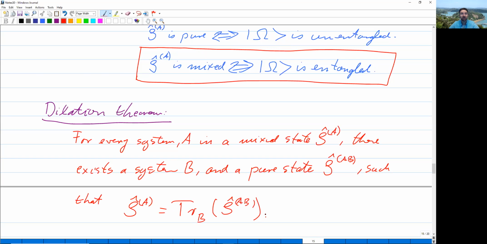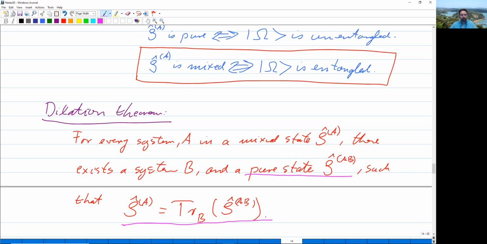Just a sec, this is not trivial. You might think, sure, this is always true, right? This equation here is always true. Whenever you start with a system A and you add to it a system B, then the relationship between the density matrix of the subsystem A and the density matrix of the total system is always given by that equation. Nothing special about that. So what is the dilation theorem about? The dilation theorem says that the total state here is pure.